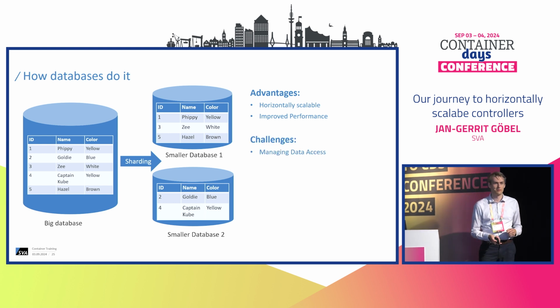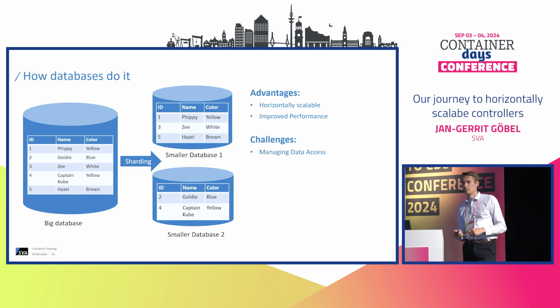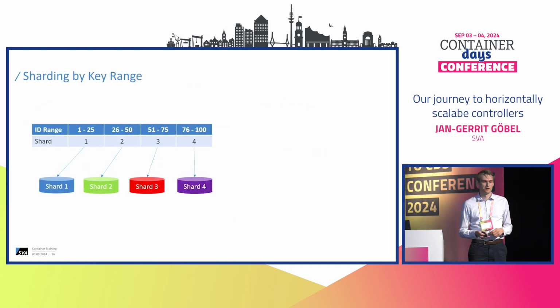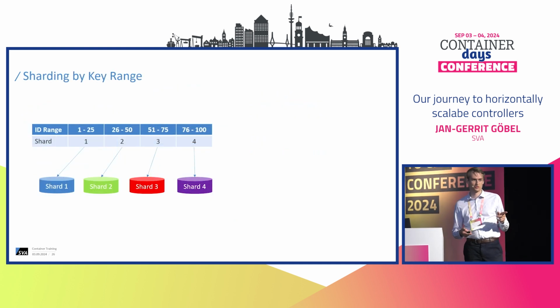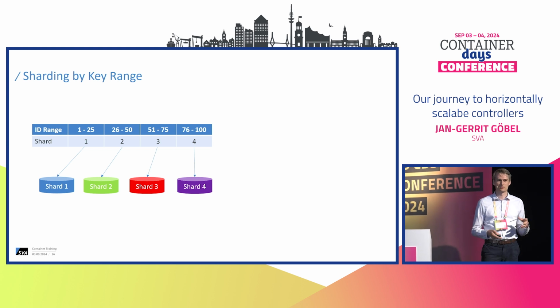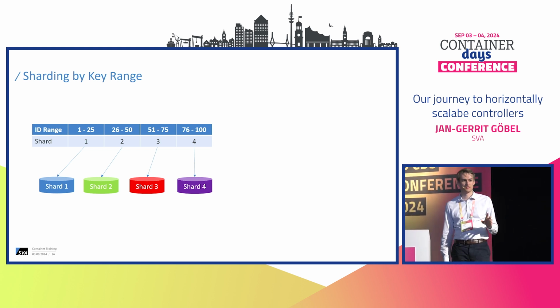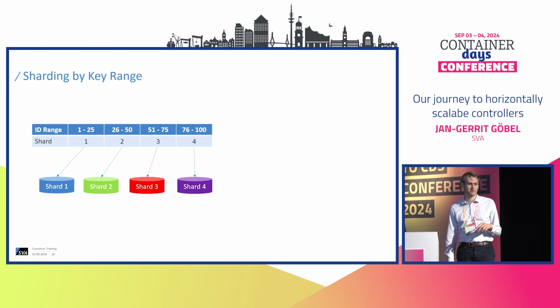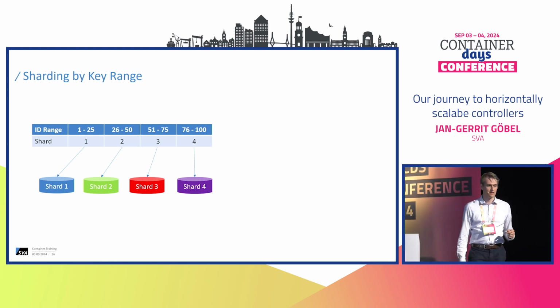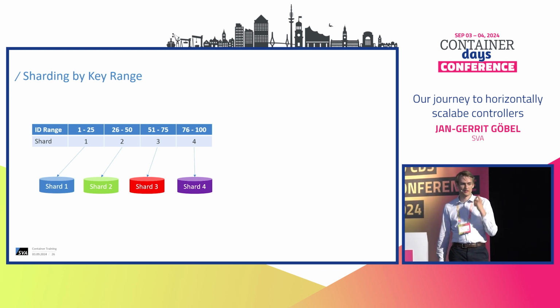Challenging could be the data access, because now we have multiple sources of data and we might not know where the data is stored. There are some concepts that overcome this issue. We could shard by range. Basically, we could take the index and say, for the first 25 items, use this database. For the next 25, use the second database. So we could split up the data onto the 4 databases we now have.